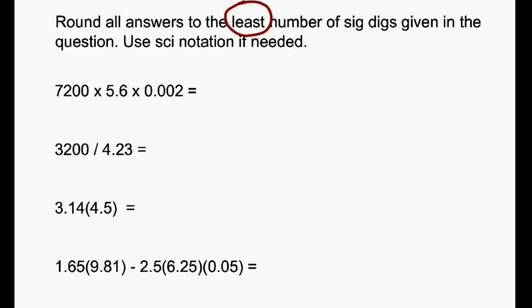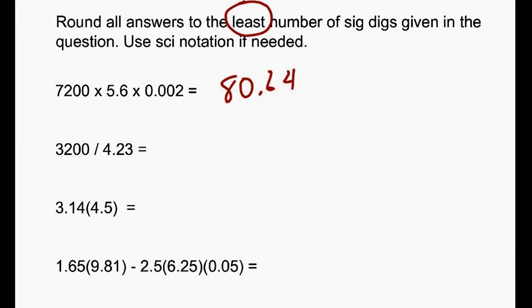On your calculator, type in 7200 times 5.6 times 0.002. We get an answer of 80.64 when you do that on your calculator. So the question is, how should we write that, or how should we round it appropriately? Use the rounding rules that you normally would, and then we use the sig dig rules to help us figure it out. The 7200 has 4 sig digs, 5.6 has 2, and 0.002 only has 1, right? Remember that only the 2 counts. So we have to write this with 1 sig dig.